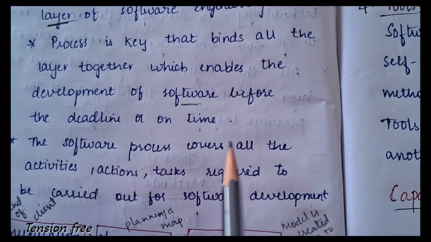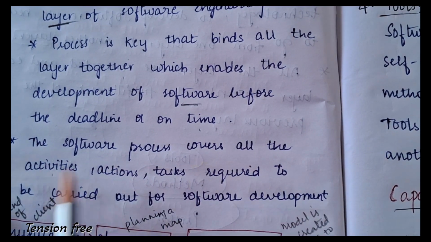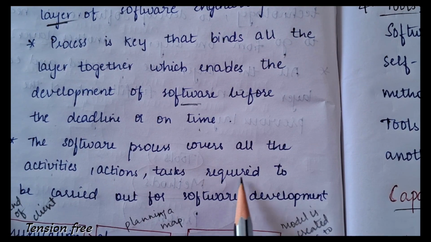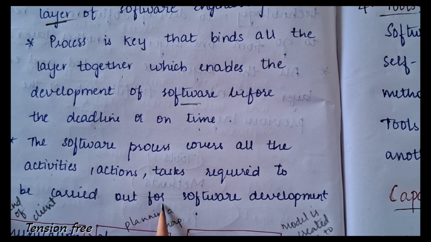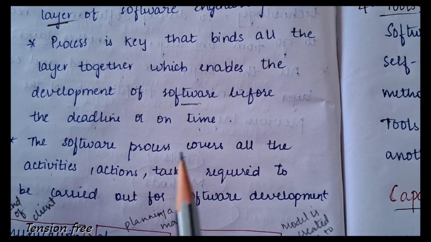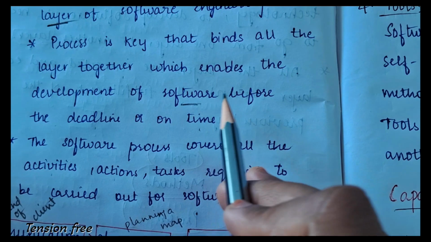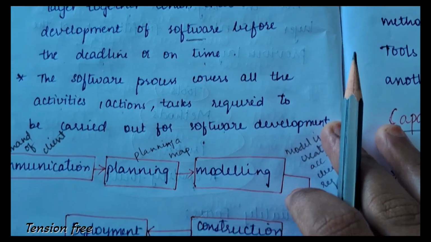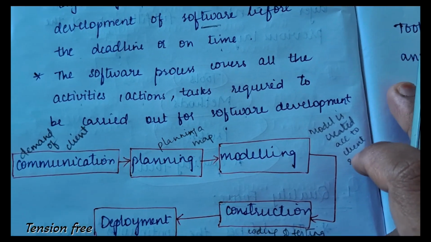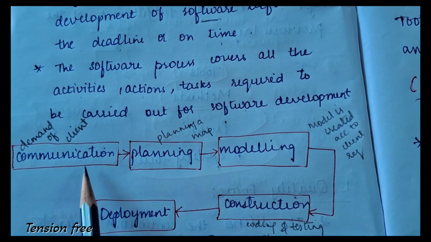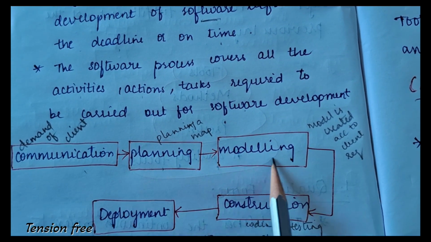The software process covers all the activities, actions, and tasks required to be carried out for the development of software. In this process, there are a few steps to construct software. That is, the first step is communication, then planning, modeling, construction, and deployment.